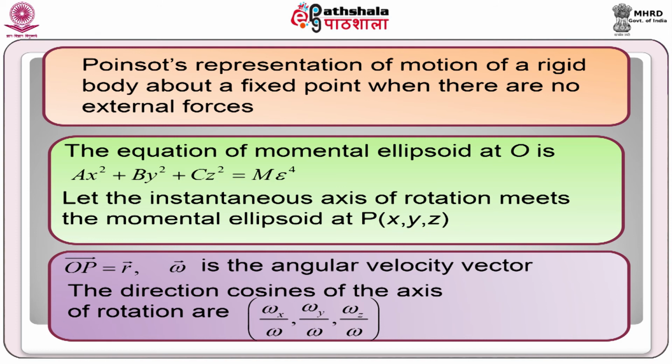Let the instantaneous axis of rotation meet the momental ellipsoid at capital P, a function of x, y, z, the coordinates of P being x, y, z, where OP vector is the radius vector r vector and omega vector is the angular velocity vector.